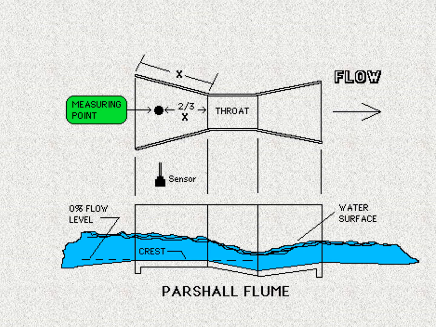That means suppose this length is say 10 meter, then we have to measure this height at a point 20 by 3 meter from the throat, that means 20 divided by 3, whatever value comes, that many meters distance from this throat line we have to measure HA. So this figure is about the measuring point for the Parshall flume.